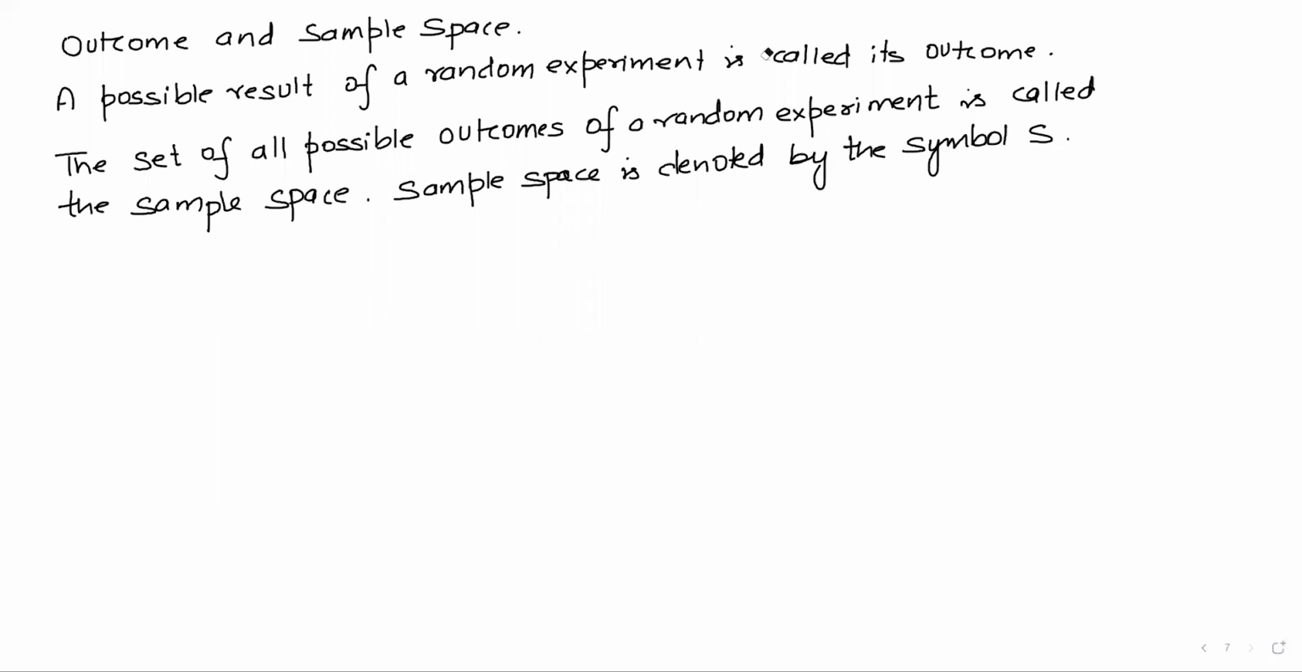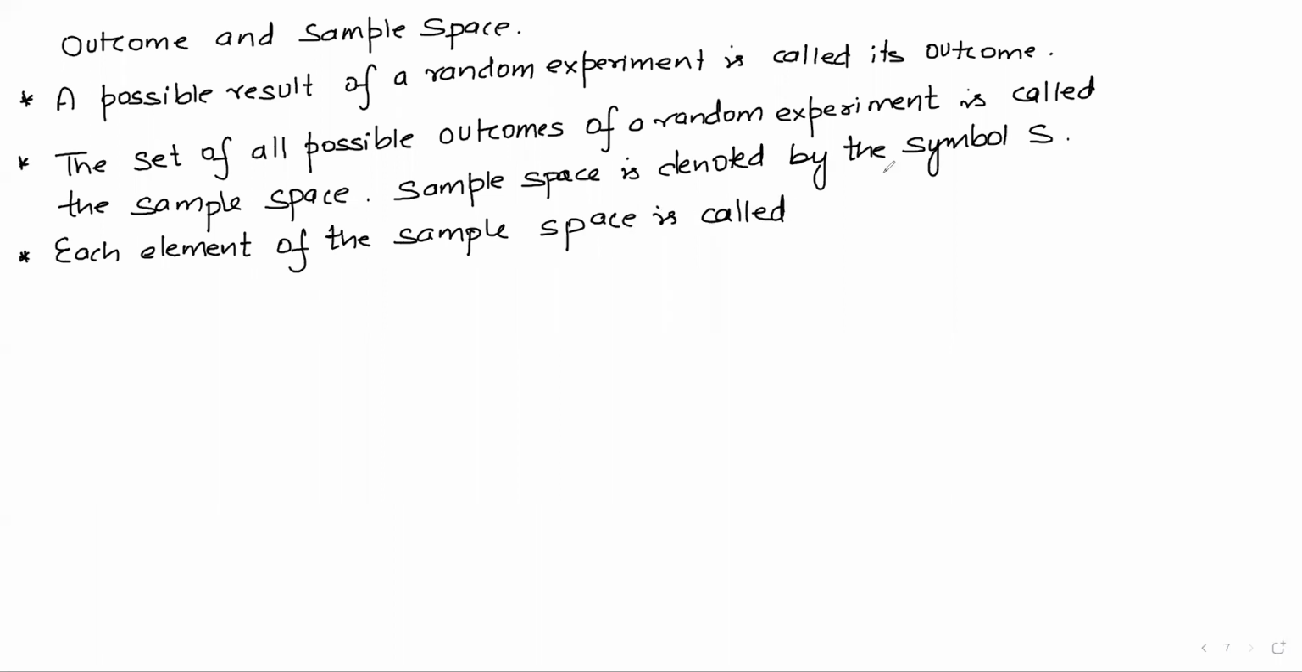So please note down this definition. And there's one more thing: each element of the sample space is called a sample point. As in the previous example of tossing a coin, we get head and tail. Each element of the sample space, meaning every outcome, is called a sample point. So please note down this definition. Then we will try some questions.